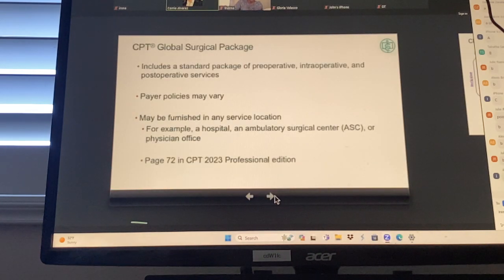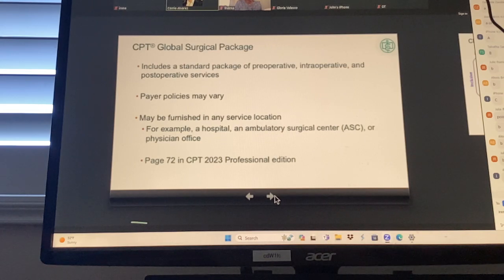Okay, let's look at the surgical package. Anytime you have guidelines before a chapter, it's important to read through them and understand them. It indicates what is included in the surgical package on page 72: the office visit before and after surgery, numbing the area.